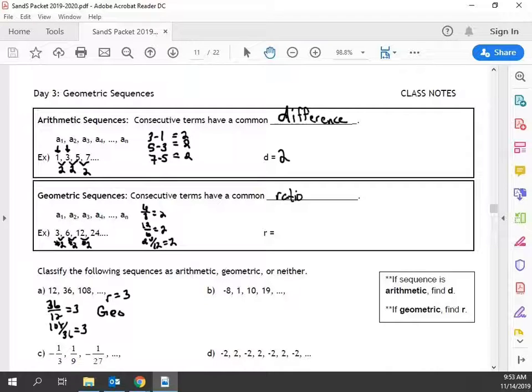What about B? What are you doing to go from negative 8, 1, 10 to 19? Exactly. Plus 9. So if there's a common difference of 9, that is going to be arithmetic.